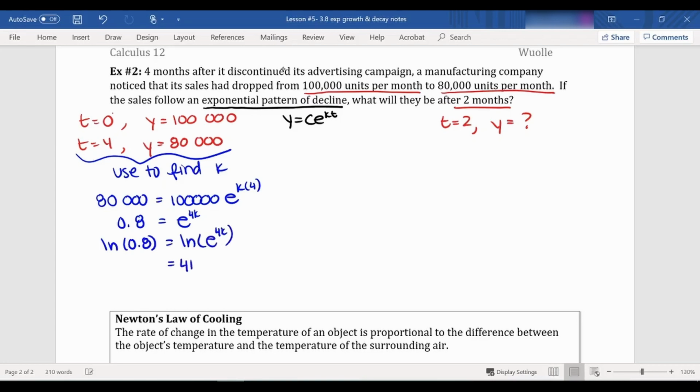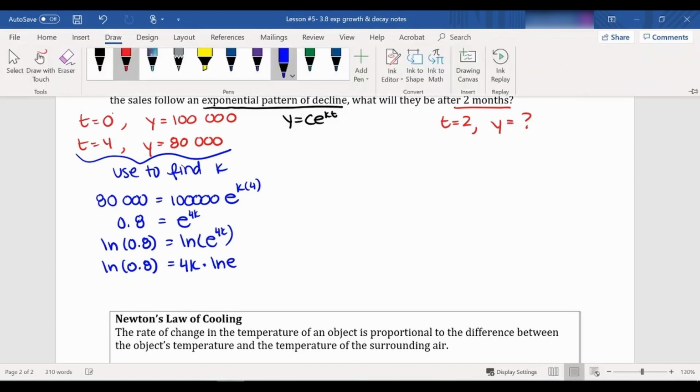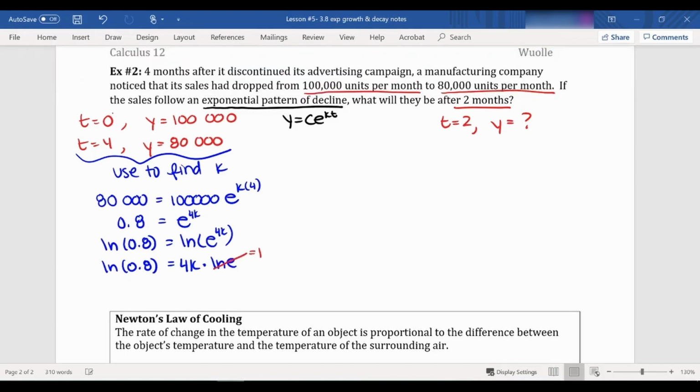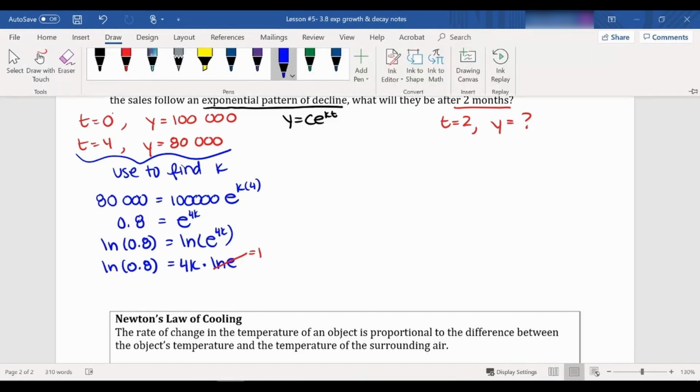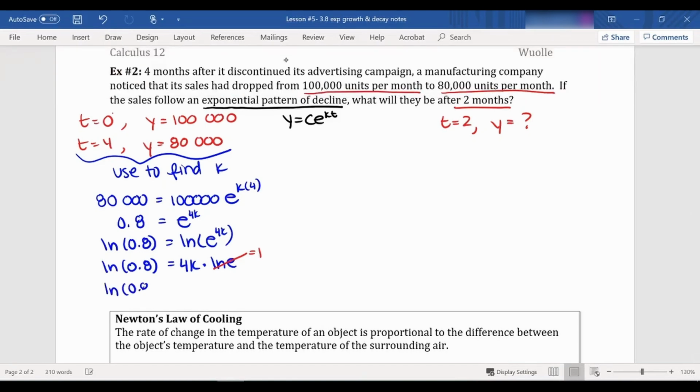Then I'm allowed to bring that exponent down. Again, ln e is 1, so I don't need that ln e term anymore, and I can divide both sides by 4. Again, if you'd like, you can plug this into your calculator and you will get approximately negative 0.0558.